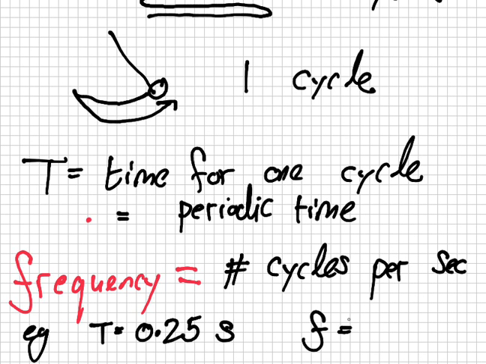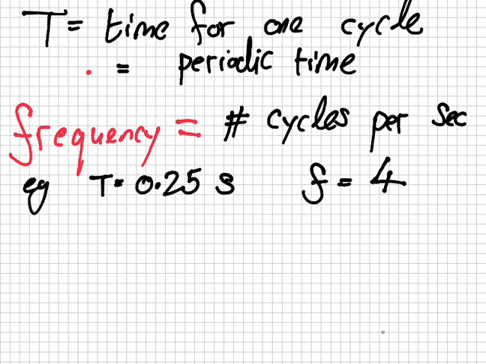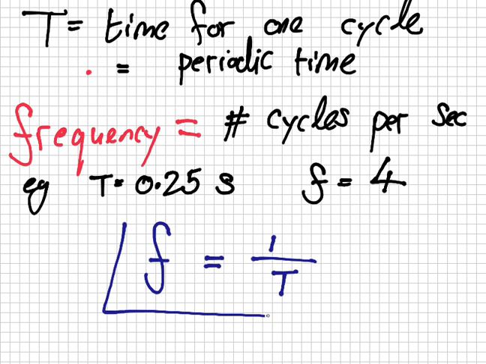No, give me a number. Don't take out the calculator. If it takes a quarter of a second to do something, how many of them can you do in a second? Four. Of course, four. Why didn't I think of that? Yeah, four. Now, there is a formula to calculate it. As somebody said a moment ago, you can get the f by saying f equals 1 over T. So that's the f then.